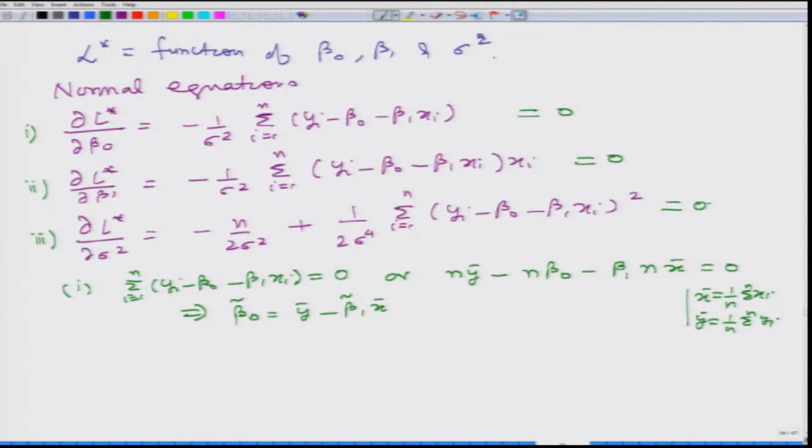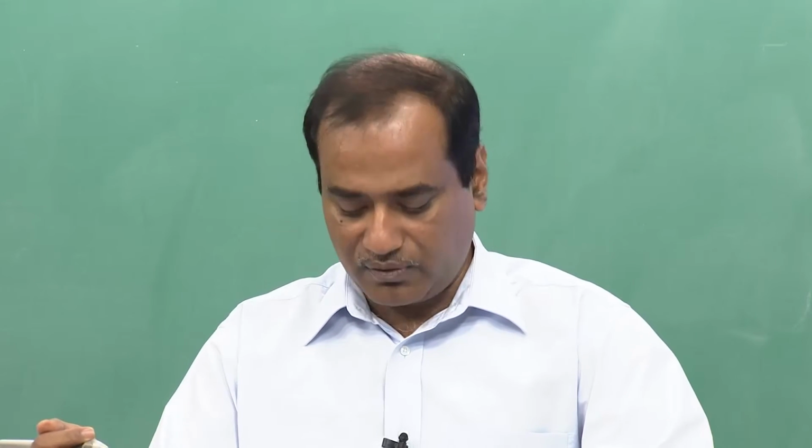If you now solve equation number 2 by putting it equal to 0, exactly in the same way as we did earlier, the beta 1 value will come out to be summation i goes from 1 to n of (x_i minus x bar)(y_i minus y bar) upon summation i goes from 1 to n of (x_i minus x bar) whole square. I can call this beta 1 tilde, and I will show you later on that this is also the maximum likelihood estimator of beta 1.